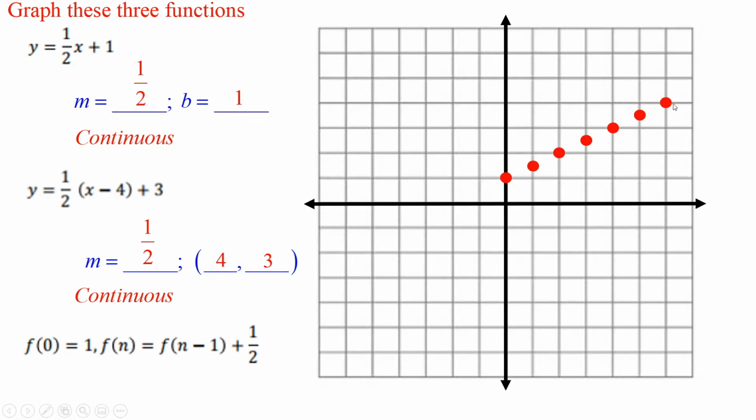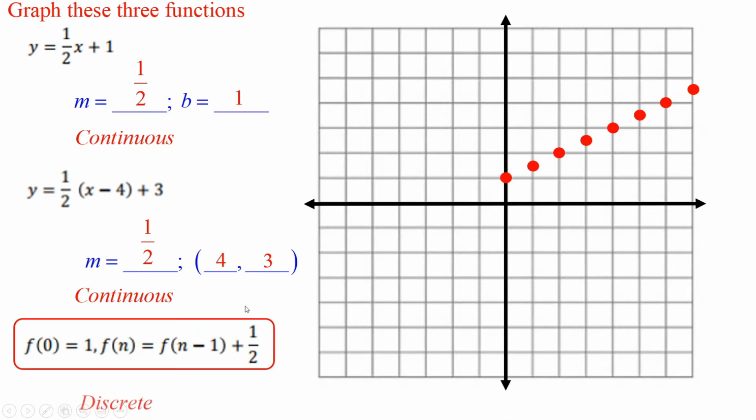I have room for one more here. Let's see if I did one more. I certainly did. So this is the graph of f of 0 equals 1, and f of n is the previous term plus 1/2. We added 1/2 every time. We just went 1/2 higher every time. And whenever we have a recursive formula, we are considered discrete. There you have it. Great stuff.